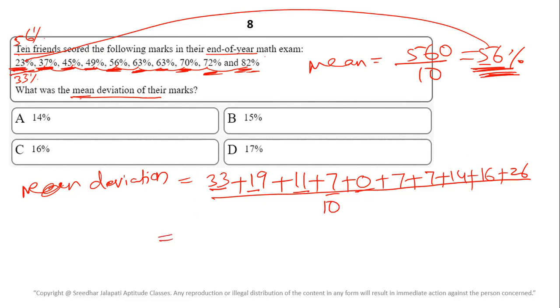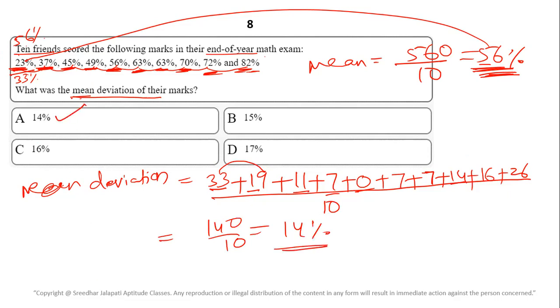10. So if you add all these, this is again 52 plus 11, 63, 70, 77, 84, plus 14, 98, and then 104, 114, 140 by 10, which is 14%. So mean deviation is 14%.